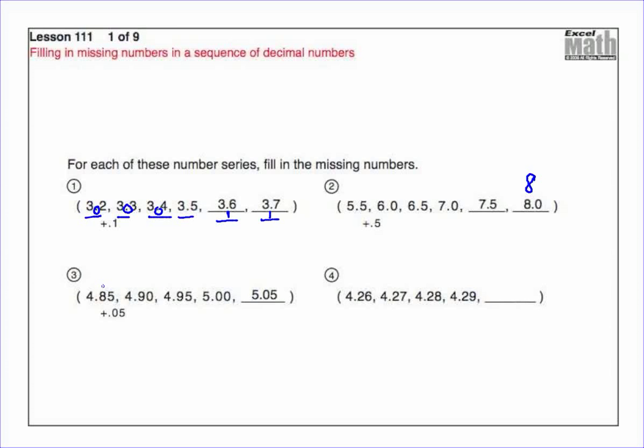4.85, 4.90. Here you can see that it's almost like we're adding 5, like 485, 490, 495, 500, and then the next number would be 5.05. All right, go ahead and pause the video, try number 4, turn it back on when you're ready for the solution.